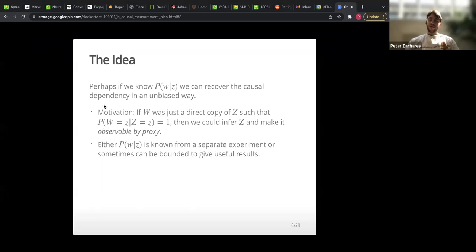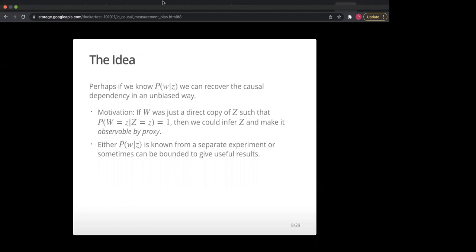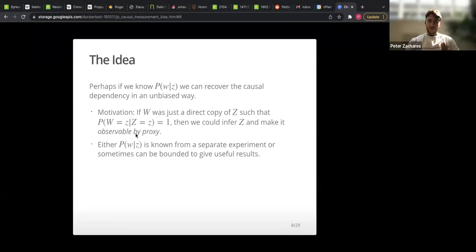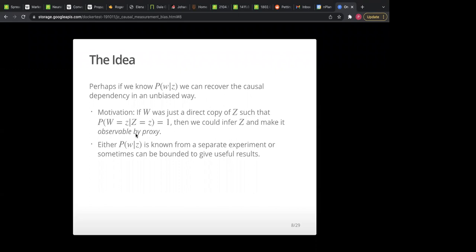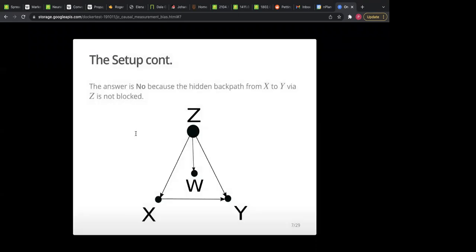Arvid, before, what did you mean by information can still flow from Z to X, and so you can't recover the causal effect? Essentially, if you go back one slide, right, in here, what can happen?